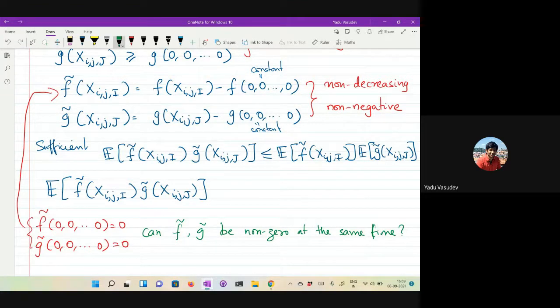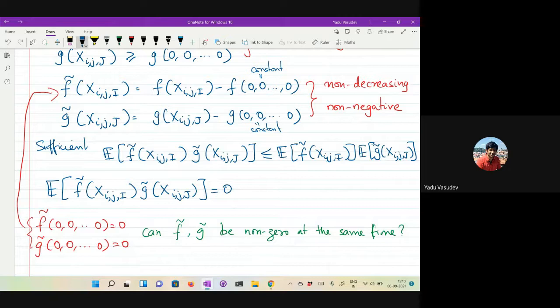And what does that mean? If in every assignment one of them must be 0, what can you say about the expectation? Expectation itself must be 0. The expectation itself must be 0. Because expectation is just the sum of these values together with the probability of the corresponding values. And you know that at least one of them must be 0 all the time. Both of them cannot be non-zero at the same time.